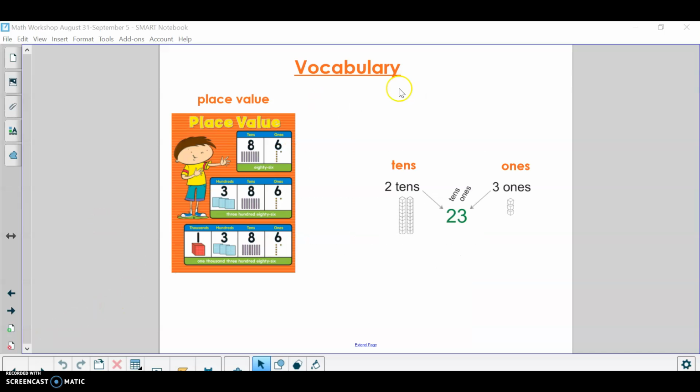That was fun. Let's talk about some vocabulary. Place value is where numbers are placed in a two-digit number or numbers with more digits. For example, if we look here at the number 23, we have 2 tens and 3 ones. Tens and ones. If we look here, we've got 2 tens rods and 3 ones units.